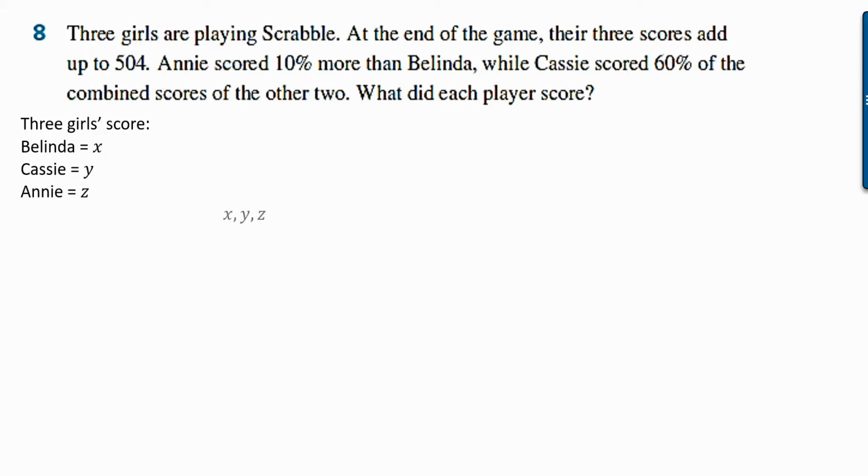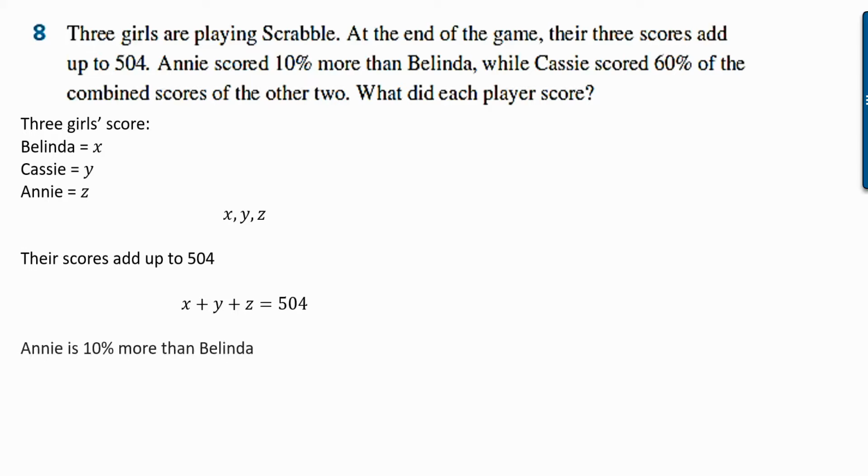So what I'm going to do from there is say, well, X, Y, Z, their scores add up to 504, this is the first equation I've got. X plus Y plus Z has to equal 504. But remember, there are conditions. Annie scored 10% more than Belinda. 10% more than Belinda. So if Belinda had 10, then you're going to do 10% of 10 and then add it on to 10. Technically, what you're really doing is you're finding 110%.